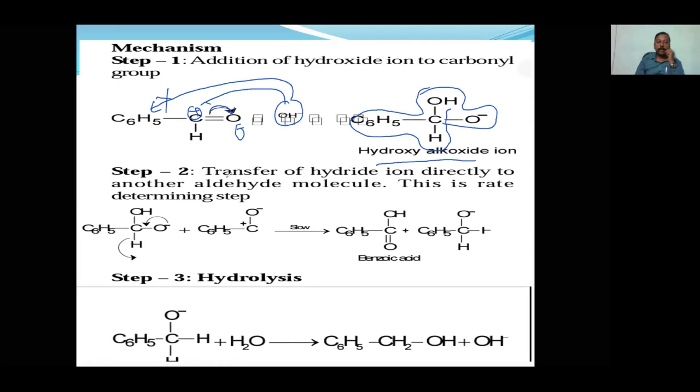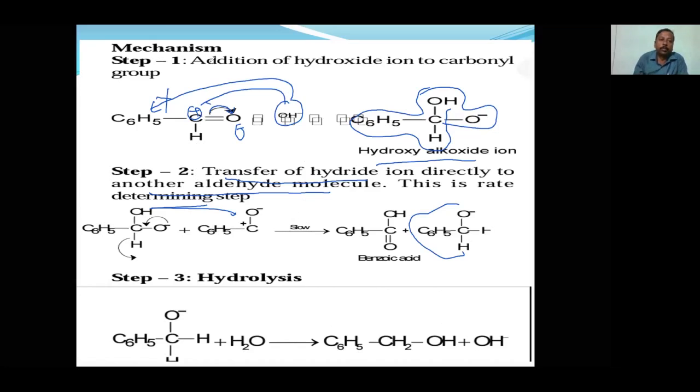Then transfer of hydride ion directly to another aldehyde molecule is called the rate determining step. So this hydrogen will be given to another molecule, which will be converted to alcohol. Then you hydrolyze, and it will complete as the alcohol. Total how many steps? Three steps are there. First, addition of hydroxide ion. Second, transfer of hydride. Third, hydrolysis. I think it is now clear.